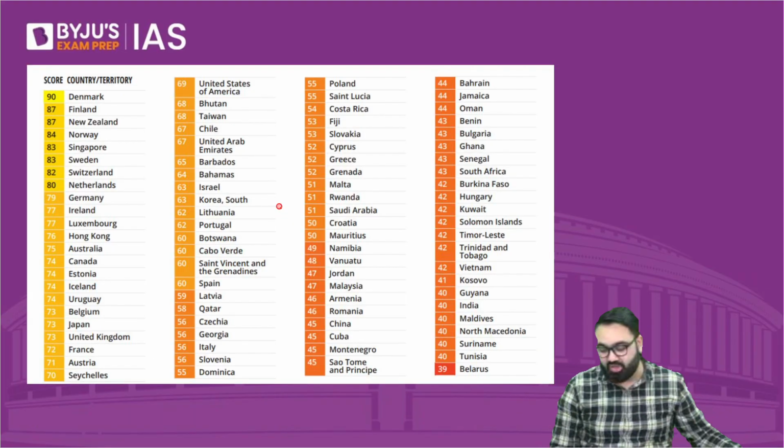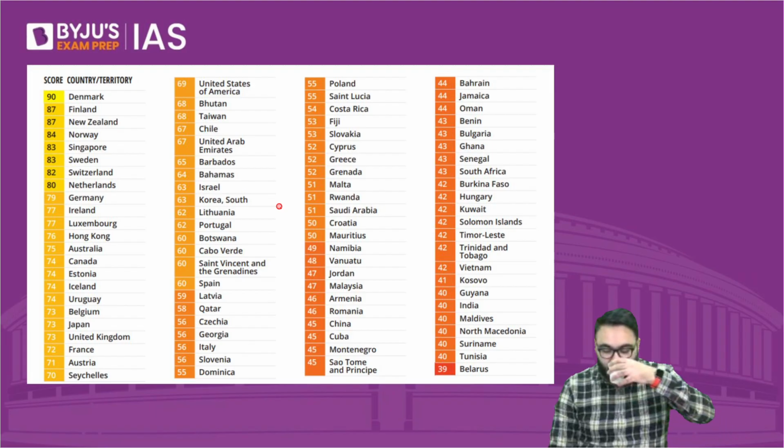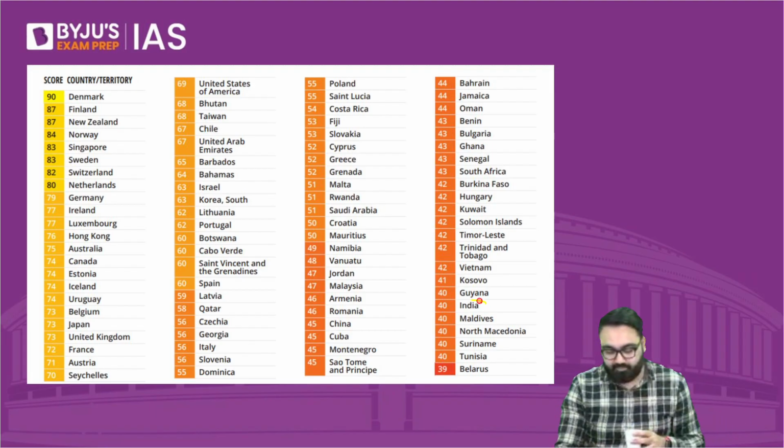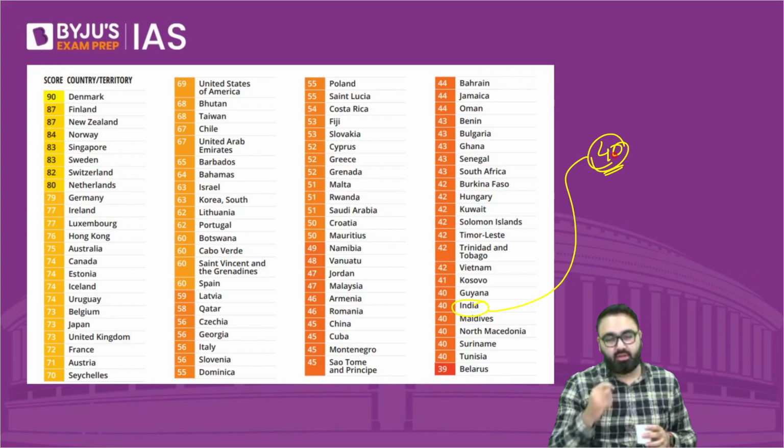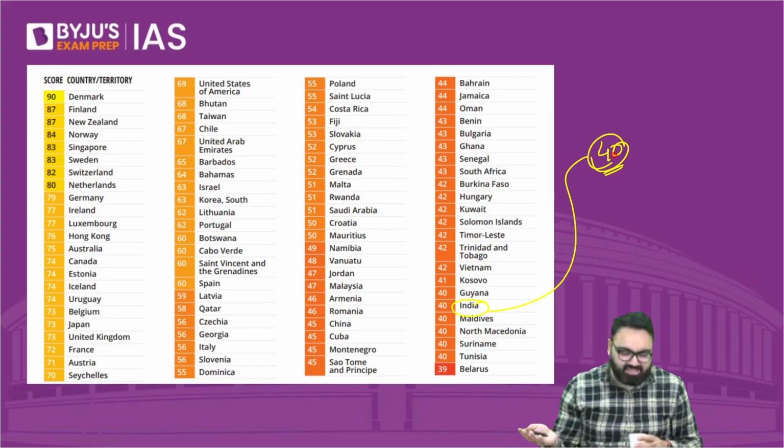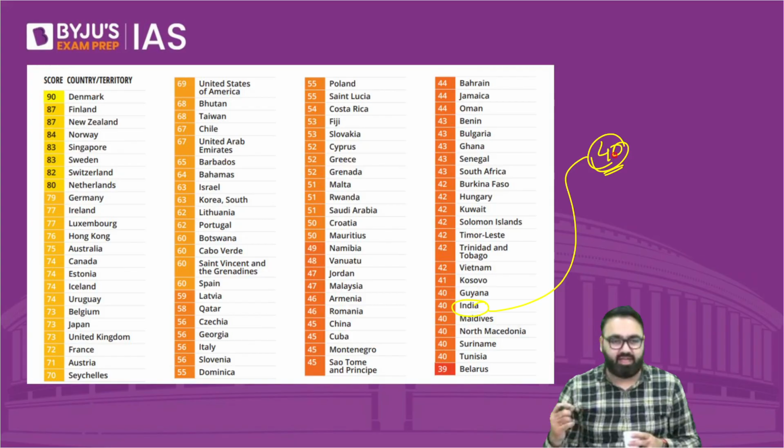See where India's score is written. Find that out. See this, 40. So India's score is 40. This is the last 2022 version. India's rank, on the other hand, is 85.